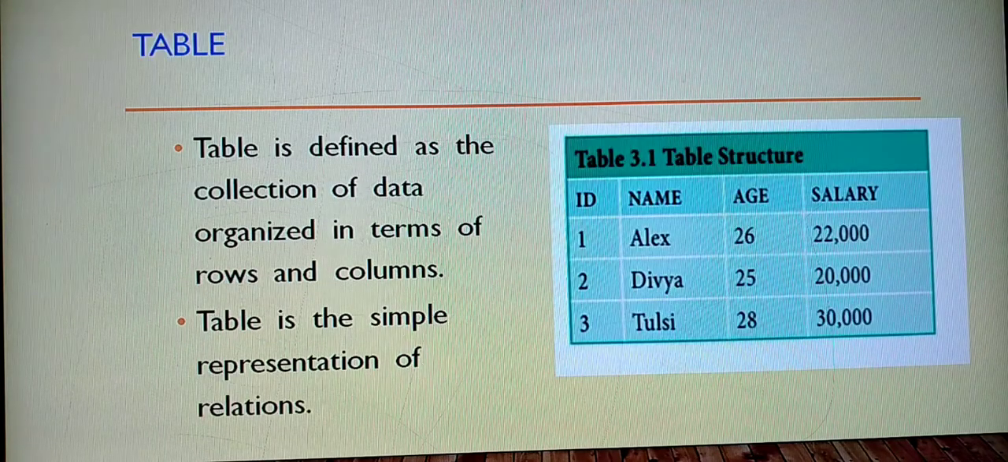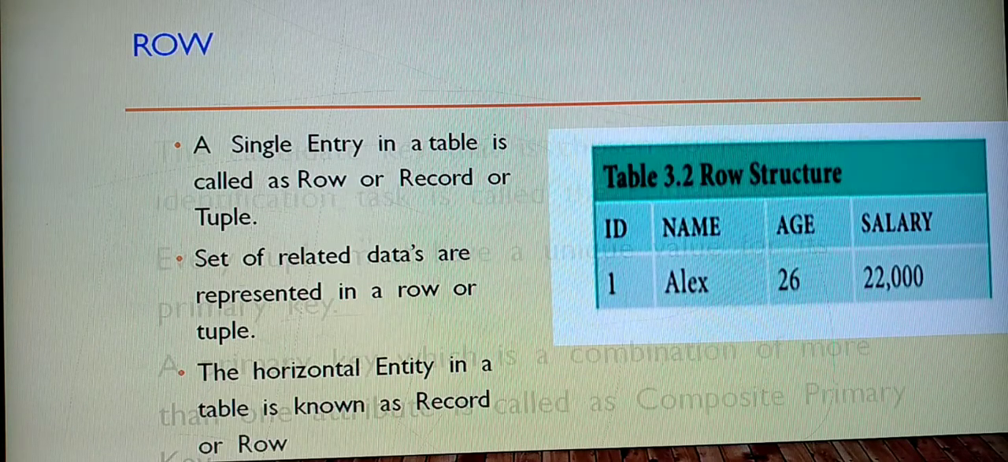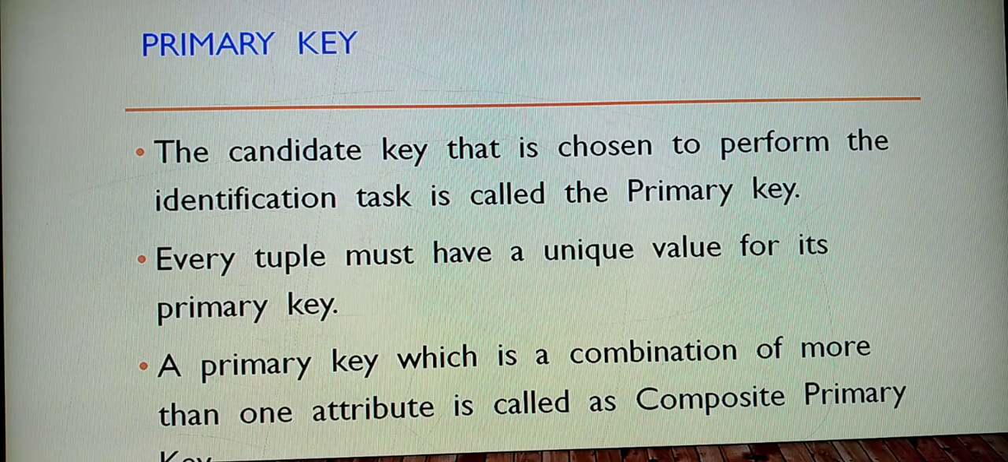Just by using the ID number, if I am going to call the ID 2, which record will be displayed for me? Yes, Divya's details will be available for me. If I use the ID 3, Tulasi's details will be available for me. That is the concept point that you will have under primary key.